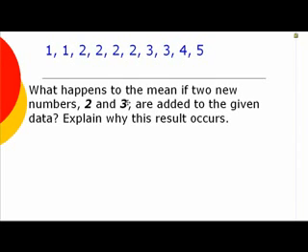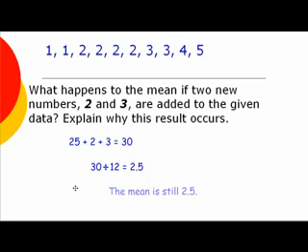So now let's move on. What happens when we add the numbers 2 and 3 to the data set? Again, we don't have to add up these 10 numbers again. We already have that sum. It's 25. So we simply do 25 plus 2 plus 3, and we get 30. So now we divide. There were 10 numbers. I added 2. So now there are 12. So we do 30 divided by 12, and we get 2 5/10. So the mean is still 2 5/10.